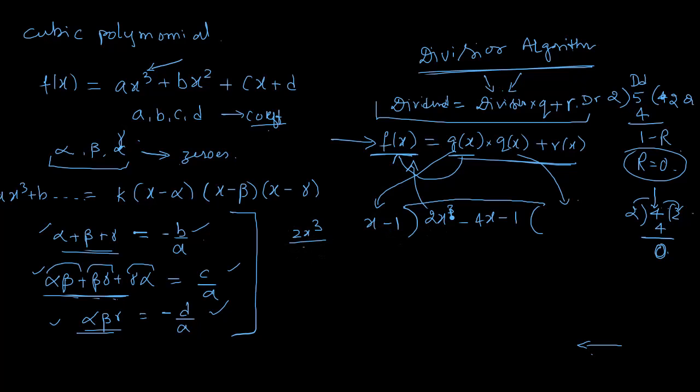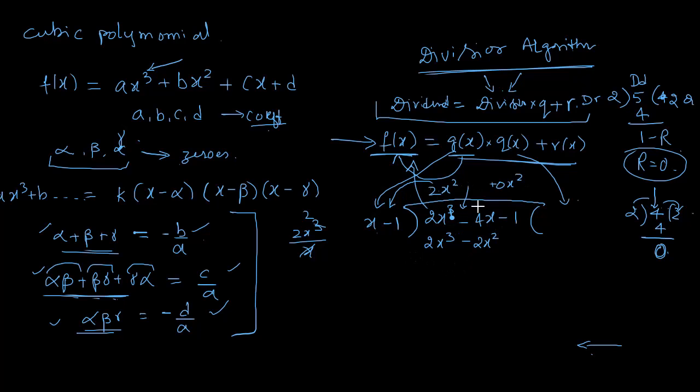So here, first the first term, which is 2x cube of my dividend, divided by the first term of the divisor, gives me 2x square. So 2x square is the first term of my quotient. Then you need to multiply that quotient term with the divisor. So 2x square into x is 2x cube, and 2x square into minus 1 is minus 2x square. I'll write it here because I don't have an x square term. X square is missing, so we'll take it as 0x square.